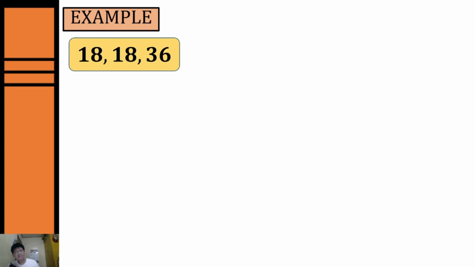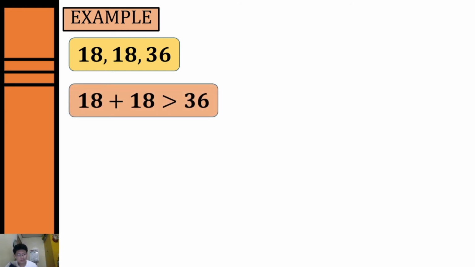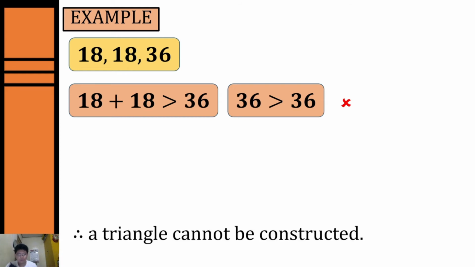Let's have another example. We're given 18, 18, and 36 as the dimensions for this triangle. Let's test if we're going to form a triangle or not, using the triangle inequality theorem. First, let's add our first side and our second side. 18 plus 18, is it greater than 36? It will be equal to 36 but not greater than. So it did not satisfy our inequality, and it will not satisfy the triangle inequality theorem. So we can conclude that a triangle cannot be constructed with the dimensions 18, 18, and 36.